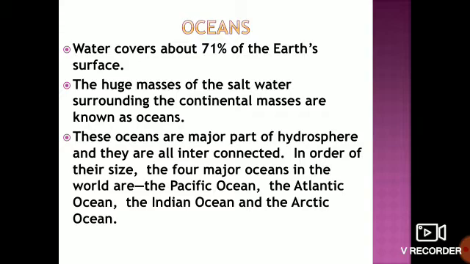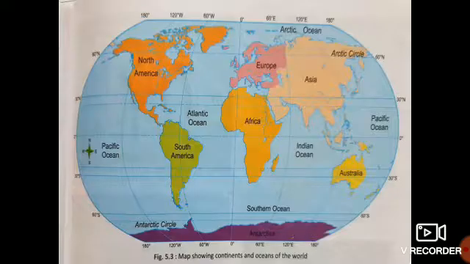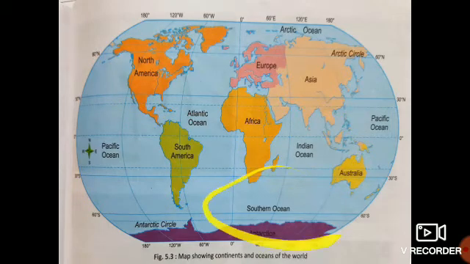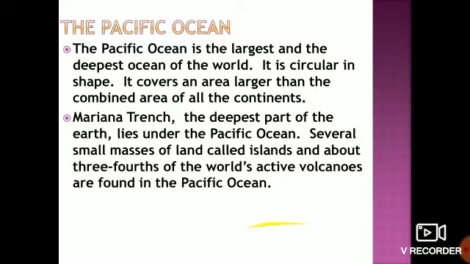In order of their size, the four major oceans in the world are the Pacific Ocean, the Atlantic Ocean, the Indian Ocean, and the Arctic Ocean. Okay, now we are going to discuss these oceans, but as you all know, there are five main oceans: Arctic Ocean, Atlantic Ocean, Pacific Ocean, Indian Ocean, Southern Ocean. There are five main oceans in the world. Now we are going to discuss the Pacific Ocean.